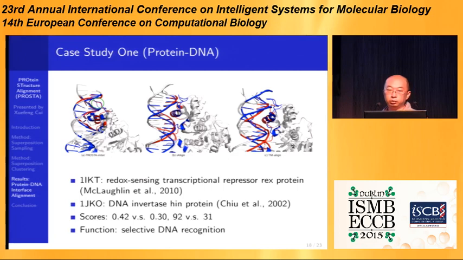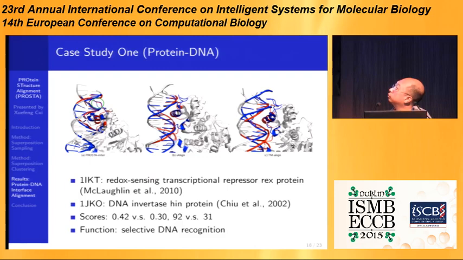Next, I'm going to show 3 case studies. First, the blue structure is a ROX protein, and the red structure is a heme protein. The blue structure contains a winged helix motif, and the red structure contains a helix turn helix motif. And we can see that we found some similarities between these 2 interfaces.